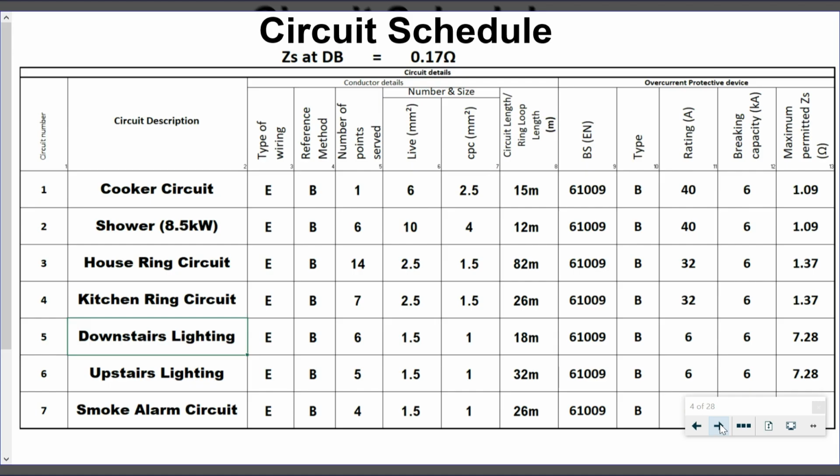So you see here, we've got that same circuit schedule that we had previously. Again, Zs at DB, 0.17. We've got the circuit descriptions, the types of wiring, reference method, number of points served, size of our live and protective conductors, and the circuit lengths, and for rings, the ring loop lengths, as well as information on the overcurrent protective devices and the maximum Zs's that are permitted for each one of the circuits.